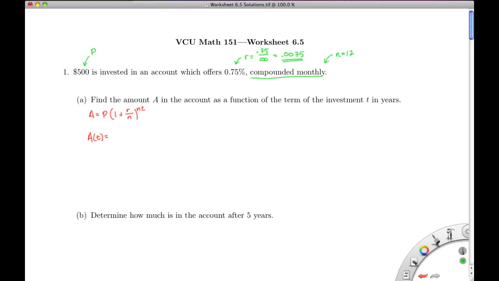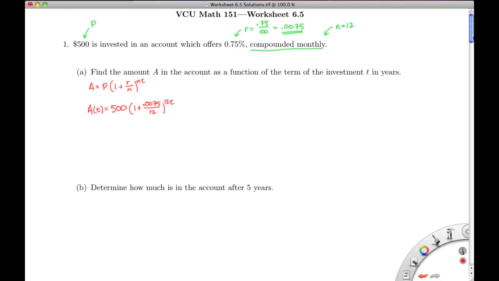So we always need to convert that percentage into a decimal value. So we've got our P, we've got our R, we've got our N. T is going to be left unknown, so we're ready to go with our function. So we've got 500 as our P times 1 plus our interest rate of 0.0075 divided by N, which is 12, and that's raised to the power of 12 times T. So here we have a function that's ready to go. All we need to do is plug in a year, and it'll tell us the amount in our account, which we are going to do right now.